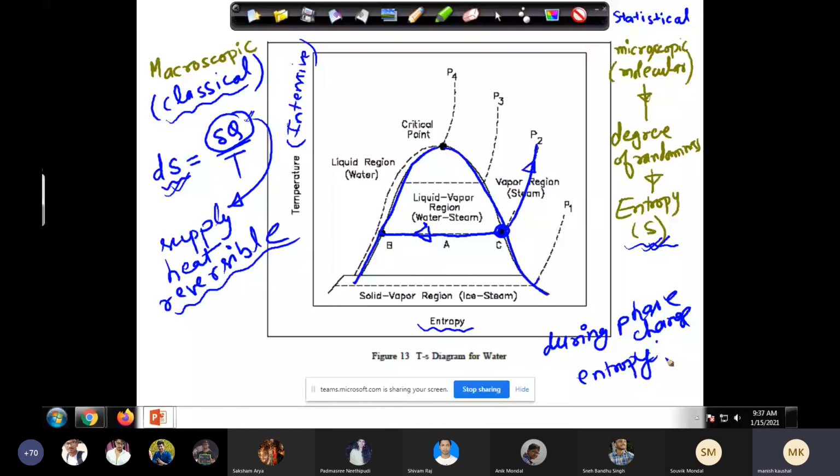Perfect. So this is the temperature entropy diagram. As we cover more and more of the second law, you will learn how we can create it. In fact, on your own, you will be able to create such diagrams. We can revisit these plots again, but I'm just giving a rough idea, because we will use such diagrams.